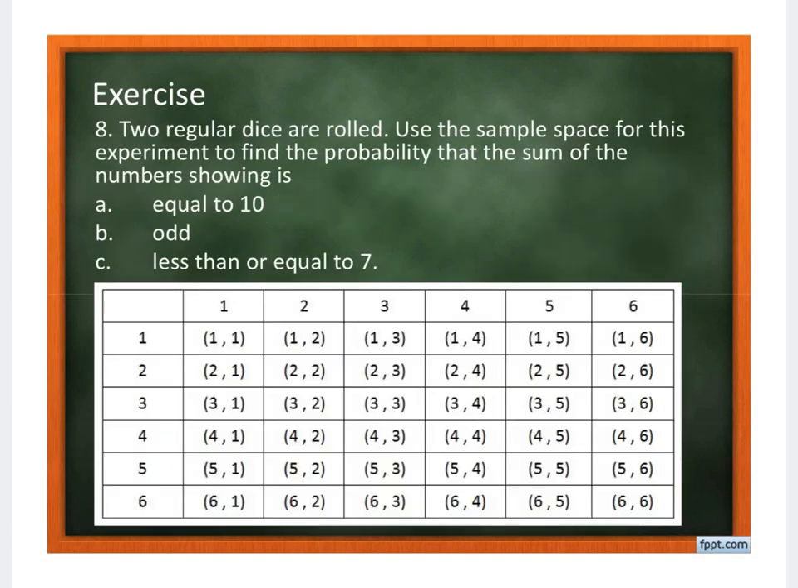Two regular dice are rolled. Use the sample space for this experiment to find the probability that the sum of the numbers showing is A, equal to 10, B, odd, C, less than or equal to 7. The sum equal to 10 is this one, and this one. So there are 3 over 36. So 1/12.